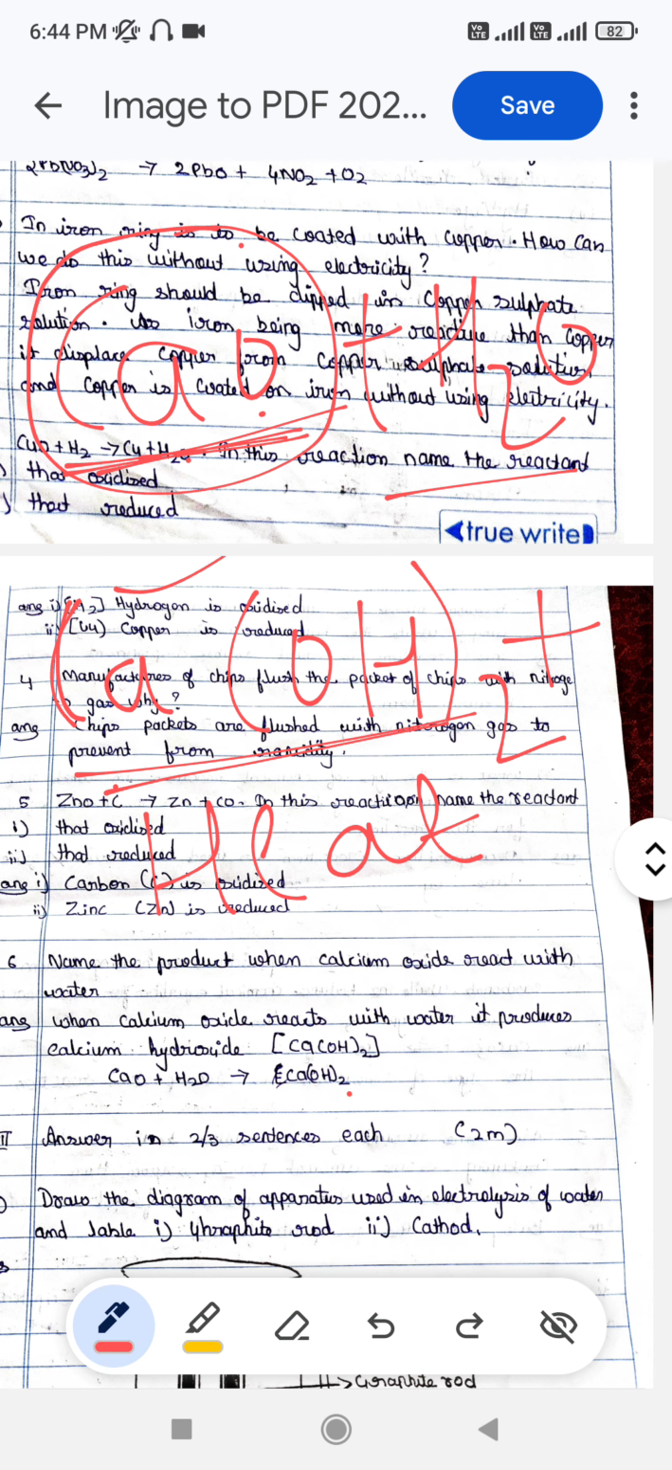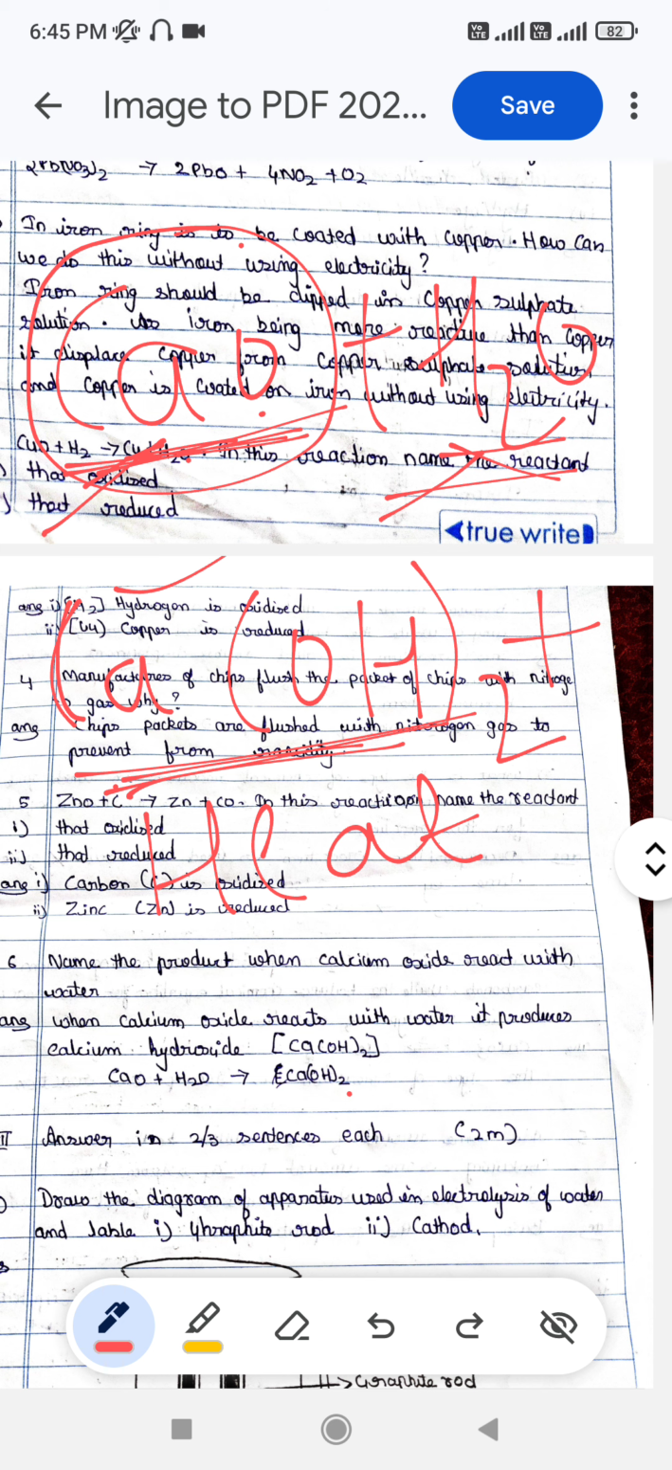What is a combination reaction? Two reactants, here one reactant is there and this is a second reactant, combine to give a single product. This is called a combination reaction.